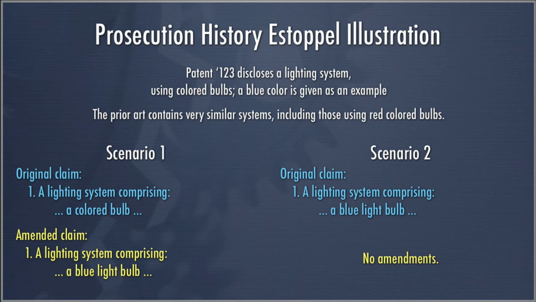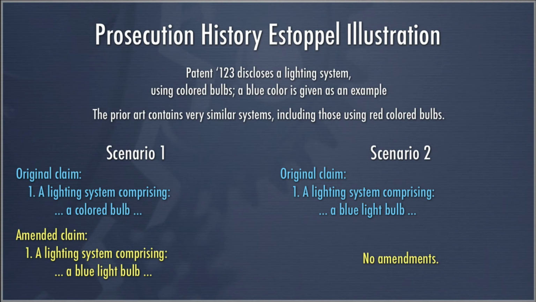Because of the prior art that was asserted against it, the patentee amended their claim to say a lighting system comprising a blue light bulb. They narrowed their claim. They essentially narrowed it from colored to blue.